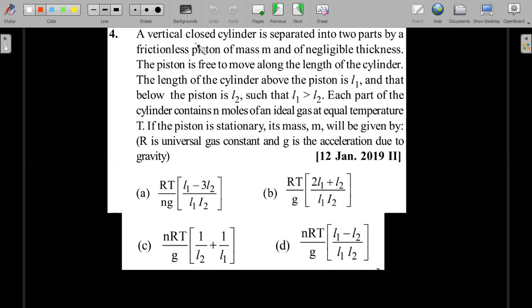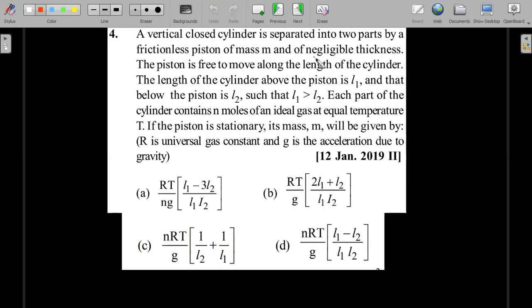So let's move ahead. A vertical closed cylinder is separated into two parts by a frictionless piston of mass m and of negligible thickness. The piston is free to move along the length of the cylinder. The length of the cylinder above the piston is L1 and that below the piston is L2, such that L1 is greater than L2. Each part of the cylinder contains n moles of an ideal gas at equal temperature T. If the piston is stationary, its mass m will be given by... Here are 4 options. Said piston is stationary, that's the most important part in this particular question.